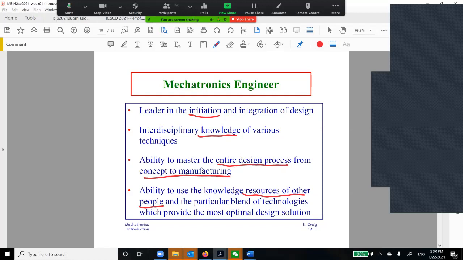Of course, today we have Google, but Google has its own limitations, okay? So you know what I mean. It's not just that you do a best job; that's not enough. You have to have good knowledge of people and their expertise, so they serve as your resources. And then how to blend them, to provide the most optimal design solution.